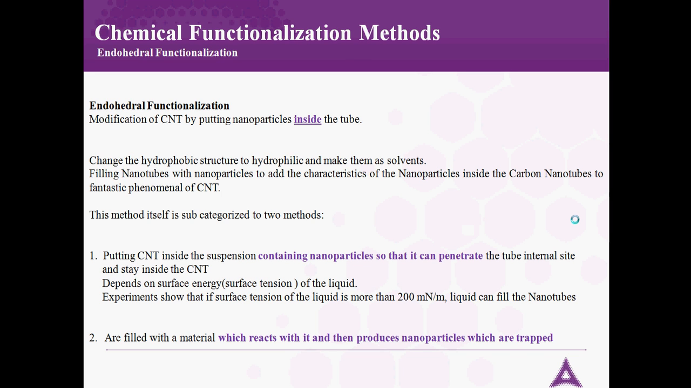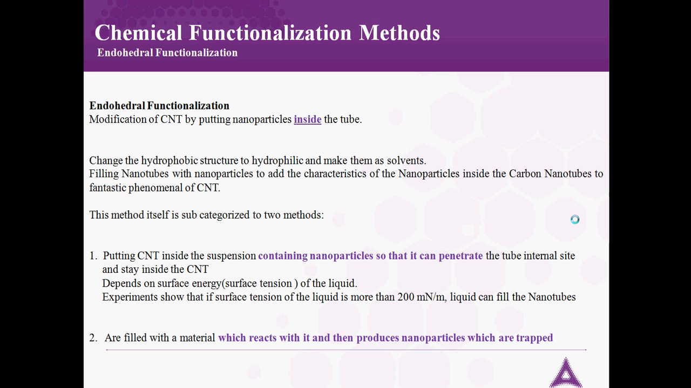So endohedral functionalization is modification of carbon nanotubes by putting nanoparticles inside the tube. By doing that, we usually change the hydrophobic structure to hydrophilic and make it soluble in the nanocomposites that we would like to apply. So by doing that, we add the properties of carbon nanotubes to the properties of the material that we are mixing with. As a result, we have a material which contains both the properties of CNTs and the characteristics of the material that it's mixed with.